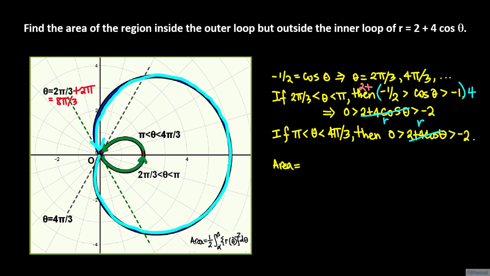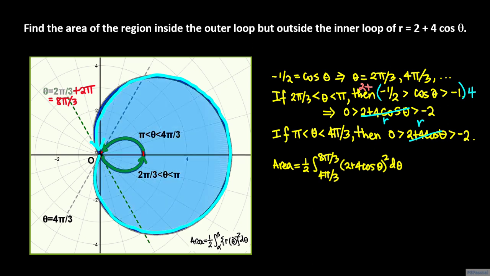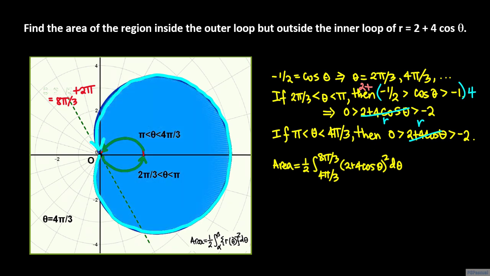We start the integral formulation for the area with half times the integral from 4 pi over 3 to 8 pi over 3 of the square of 2 plus 4 cosine theta. This integral quantity is equal to the entire area enclosed by the outer loop, and this will include the inner loop area. So we subtract the inner loop area from this integral quantity.